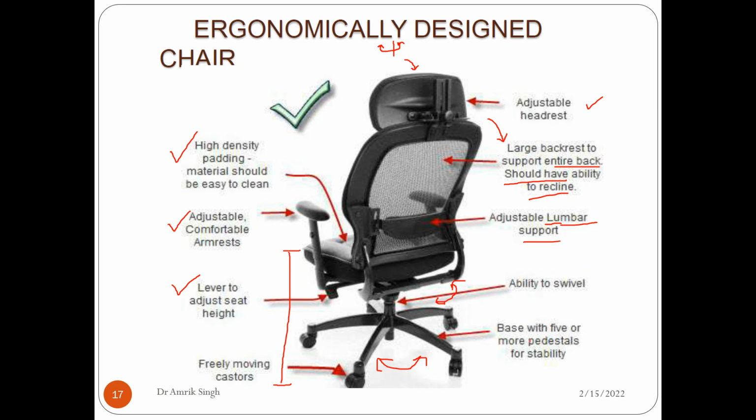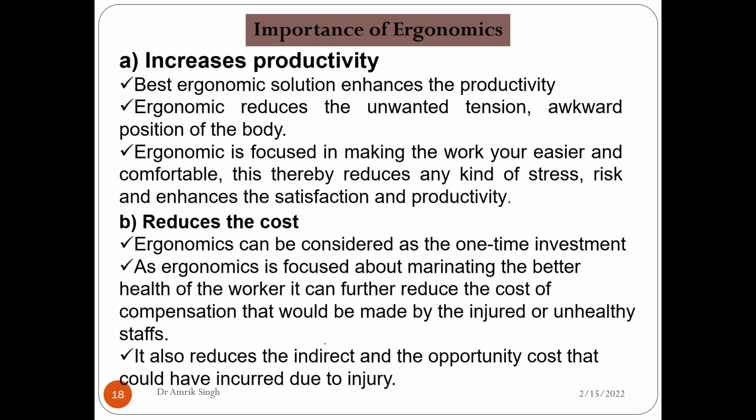So this base with five or more pedestals is for stability. This is important. These arms, or the ribs, we can say, if they are more in number, the stability of the base will be high. Otherwise, it will try to topple. Similarly, we can design a working stool, a working bench, an assembly table, and a computer table for working on a PC.